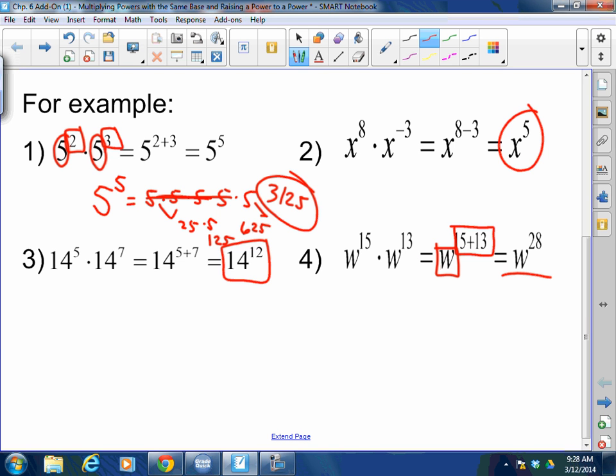Are you going to have a situation where I make you solve 14 to the 12th power? Nah. I'm not going to make you do that. Don't even worry about that. If I do give you one like that, I'll just say, leave it in exponential form. That's what a calculator's for.